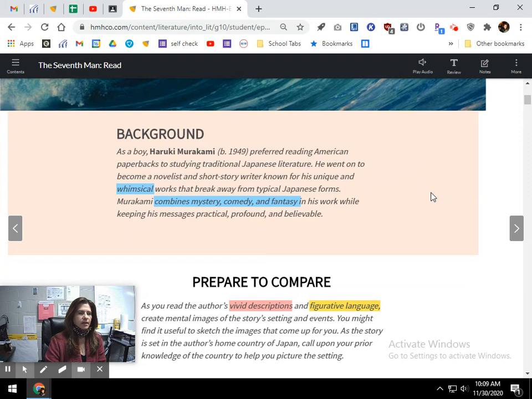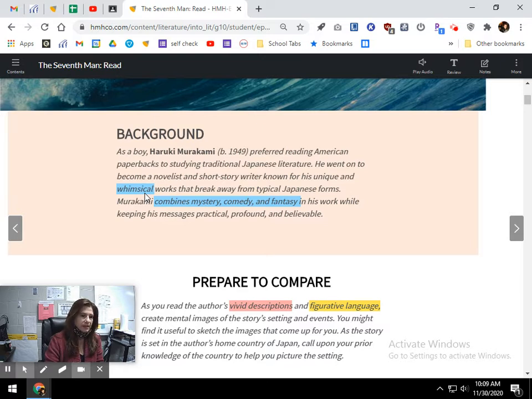All right. We do want to look at the background of the author. As a boy, Haruki Murakami preferred reading American paperbacks to studying traditional Japanese literature. He went on to become a novelist and a short story writer known for his unique and whimsical works. I thought that was an important word when we're trying to understand the story. If we know what kind of literature, what kind of stories the author writes, that might give us some clues to what's going on. Is this real or is it figurative?